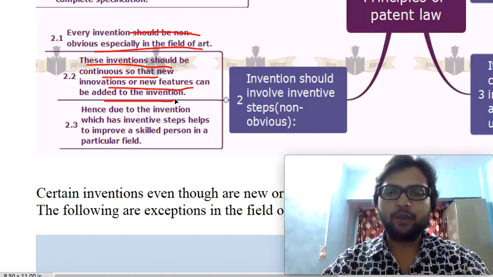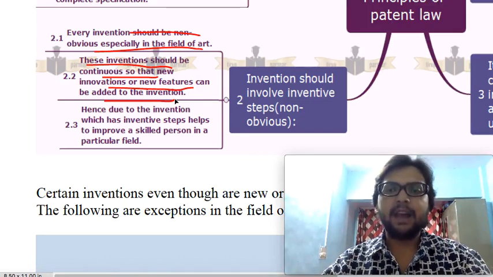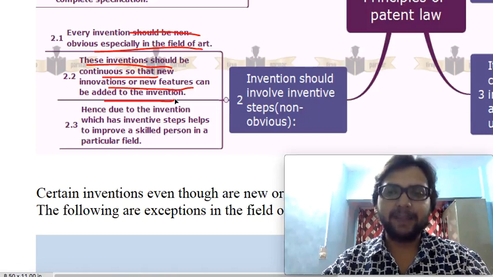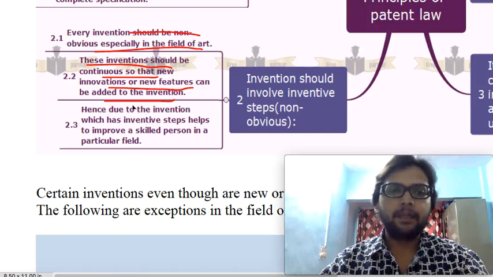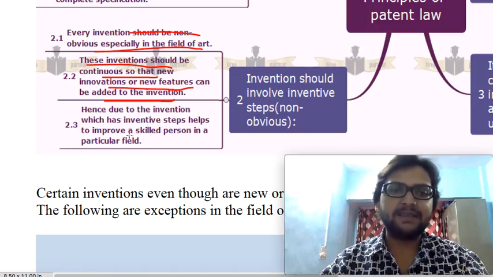So if I want to keep that idea with me, then after a certain time period I have to show changes in that existing idea. I have to show that I'm working on the same idea to make it much better. Hence, an invention which has inventive steps helps to improve things for a skilled person in a particular field.